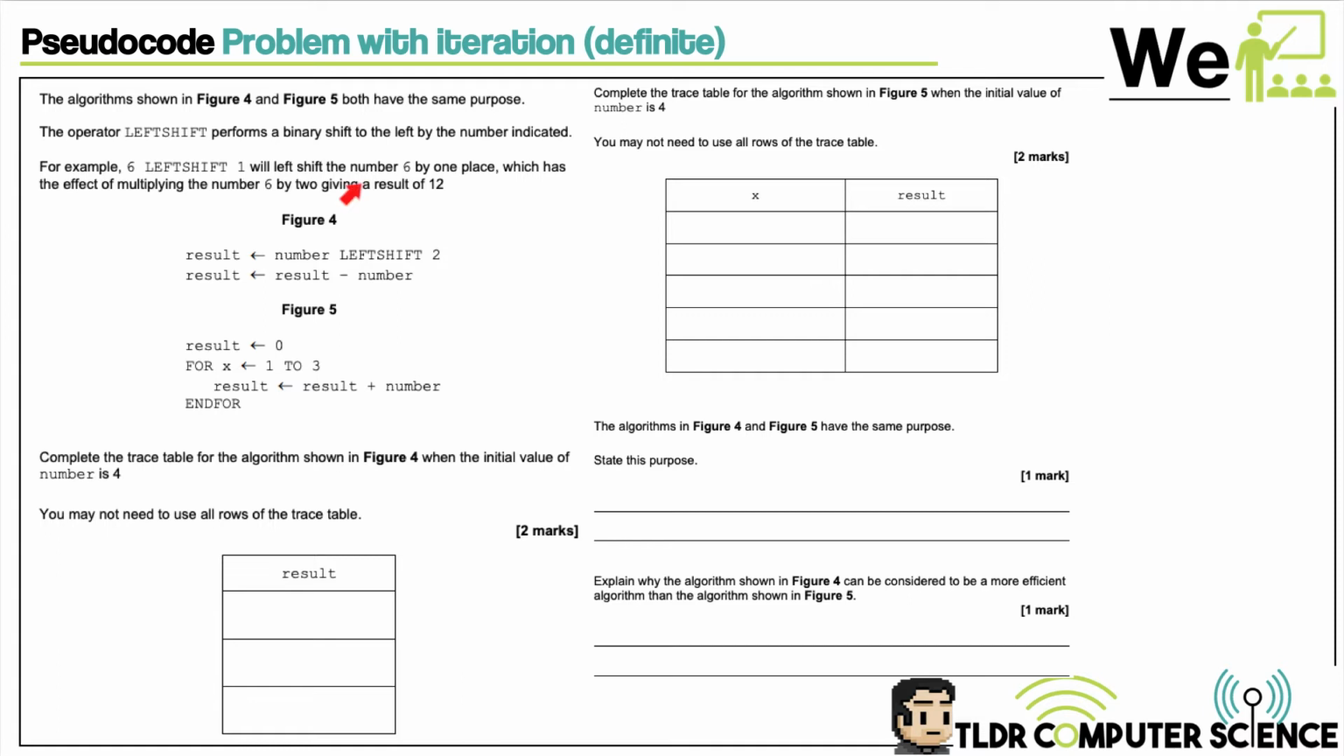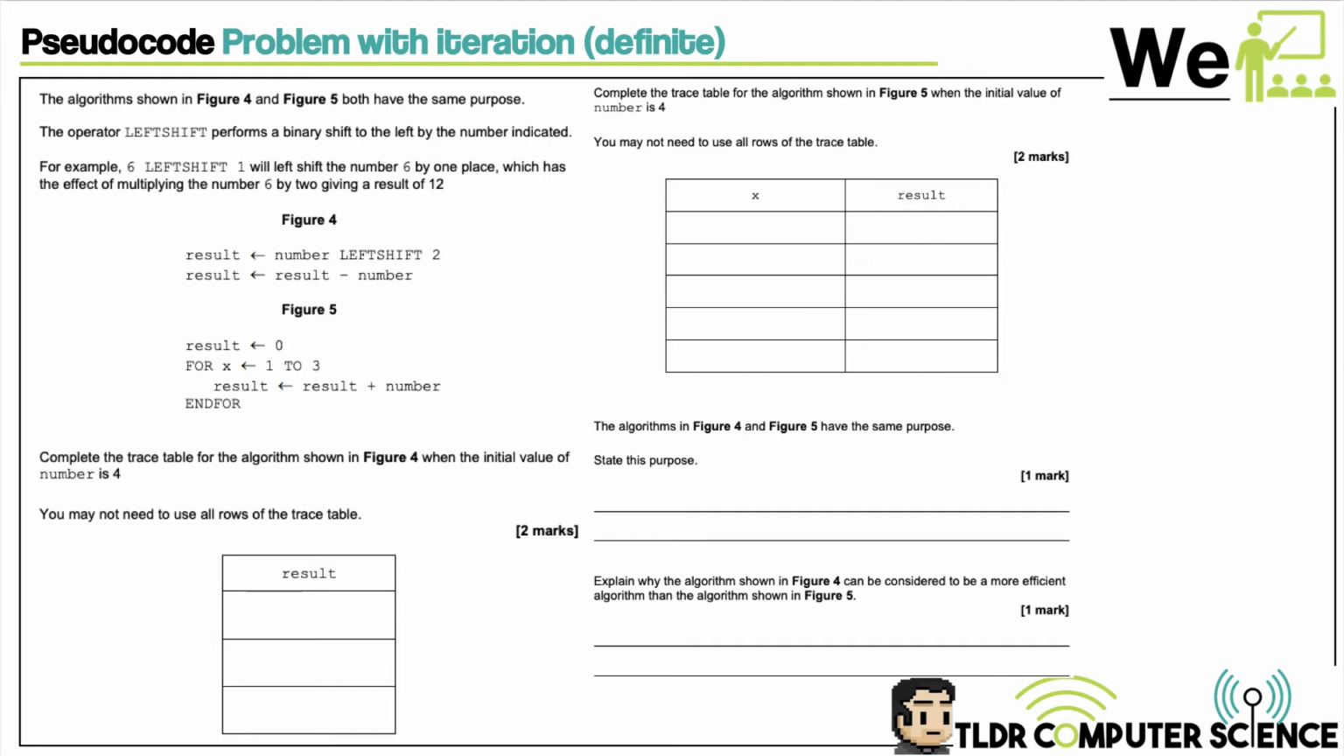Okay, in this problem now, we're going to be making use of definite iteration. That's iteration when you know how many times it's going to go around. Typically, you do this with a for loop. In this problem here, we've got an algorithm shown in figure 4 and figure 5, and both have the same purpose. Remember, an algorithm is a set of instructions to achieve a goal, and both of figure 4 and 5 have the same goal. The operator left shift performs a binary shift to the left by the number indicated.